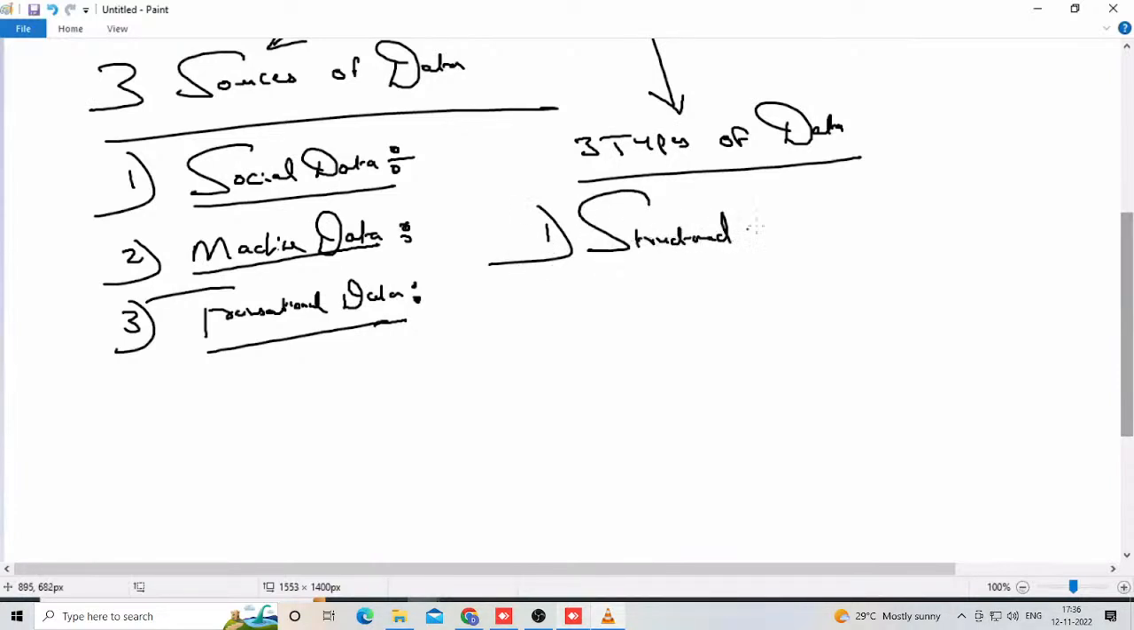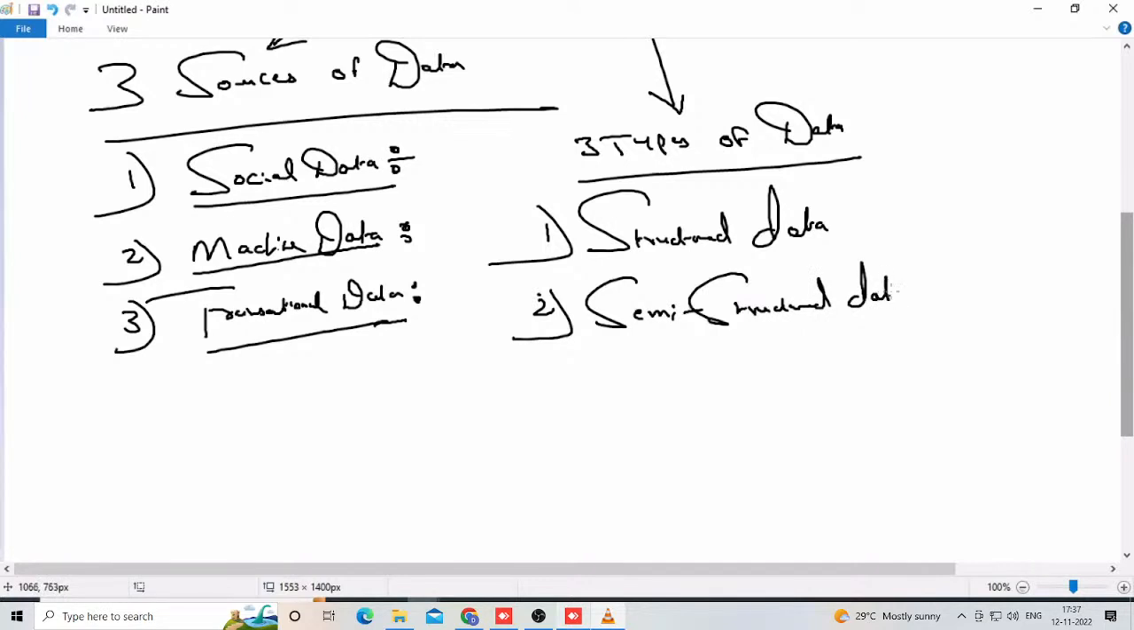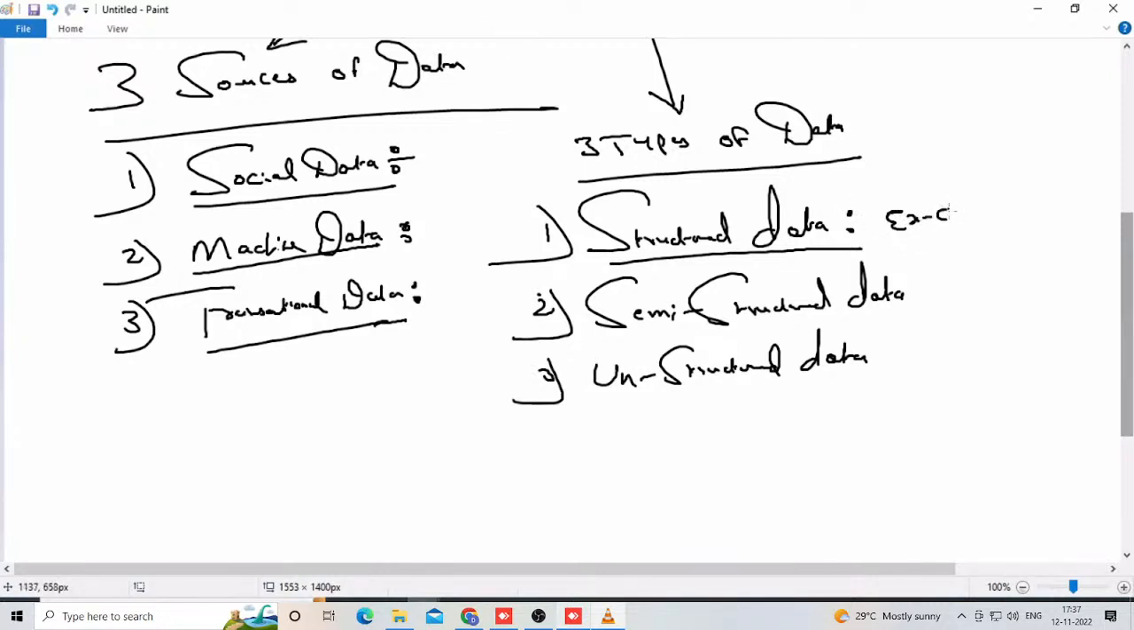And these are the three types of data: structured data, semi-structured data, and unstructured data. Structured data means data which is organized in the form of rows and columns, like Excel sheets and database tables. Semi-structured data is not fully structured and not fully unstructured, like XML files and JSON files.